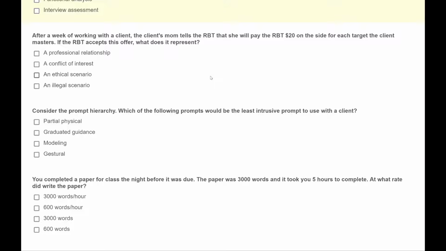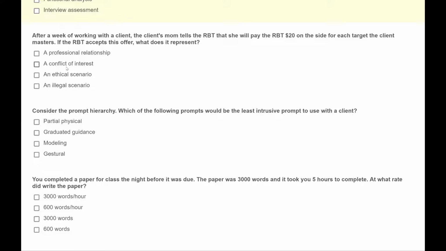What exactly would the ethical code call this? Would the ethical code consider this a professional relationship? Well, absolutely not, right? A professional relationship in terms of an RBT and a stakeholder is you implement our treatment plan, you treat them with respect, you build rapport, we offer the best service possible, and that's it. Taking money on the side is definitely not professional. It's going to be B.